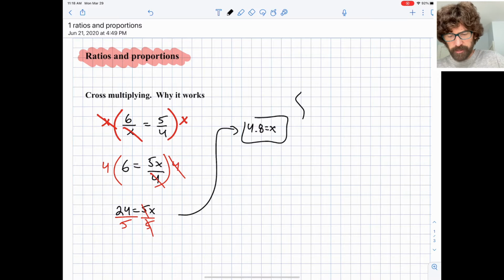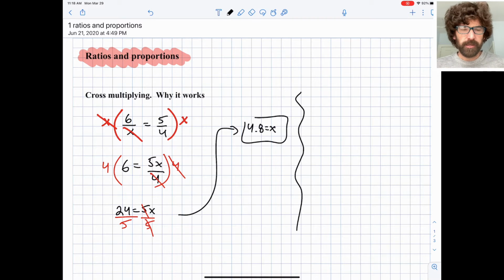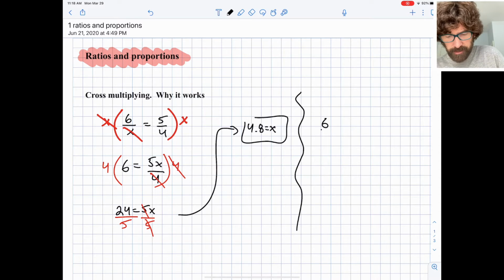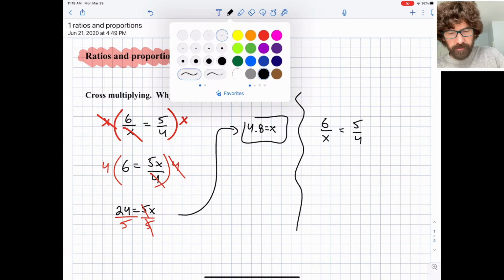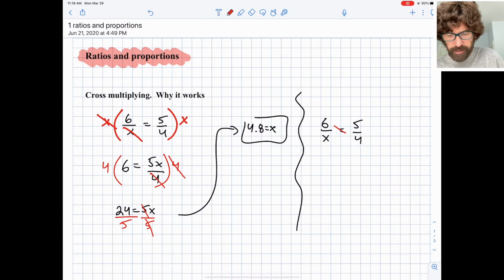Let's try this a different way using the cross multiplying method, and we'll look at some similarities. Once again, we had 6 over x equals 5 over 4. As a reminder, cross multiplying directs you to just diagonally multiply. That would give us 6 times 4 is 24, and 5 times x is 5x. And once again, we have x is equal to 4.8.